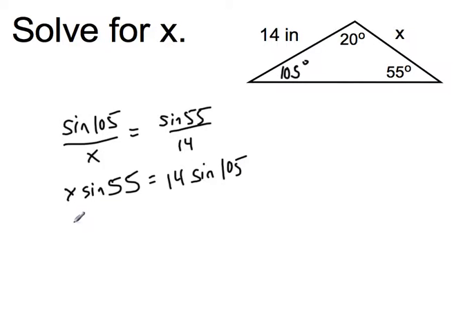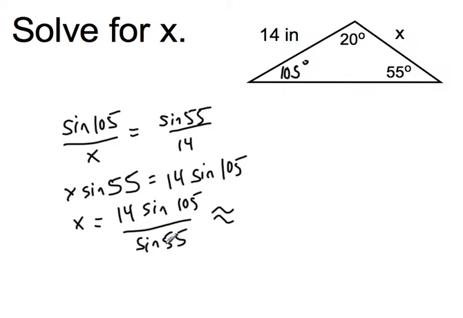Again, we can isolate x just by dividing both sides by the sine of 55, so we get 14 times the sine of 105 degrees divided by the sine of 55 degrees, and we can plug that into our calculator, again, as long as it's in degrees, and we'll end up getting that it's about 16.51. The units on that would be inches, so there we have it. We can find that missing side length there.